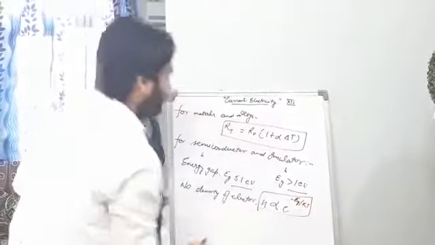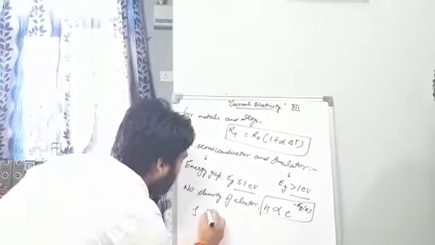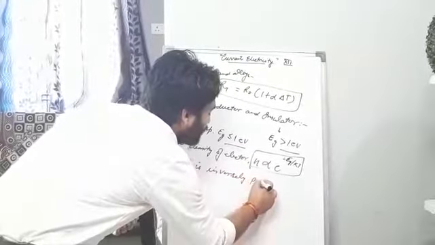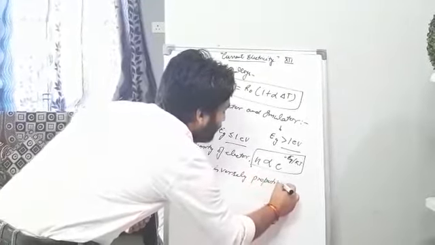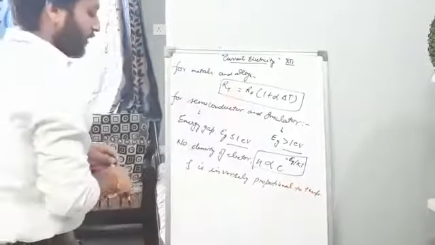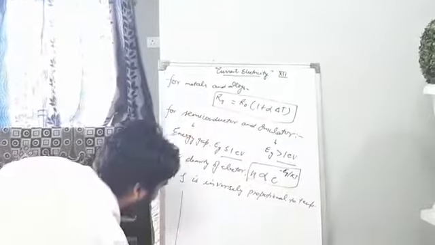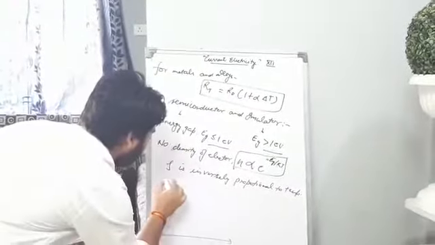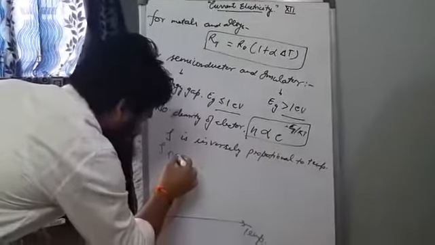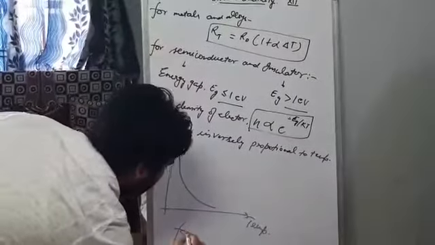So because of this, the resistance or resistivity is inversely proportional to temperature. That means if you draw the graph for semiconductor, this is resistivity, this is temperature, the graph suddenly decreases. So this is for what? Semiconductor.